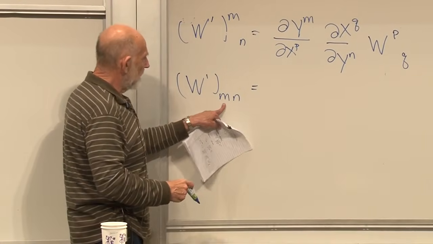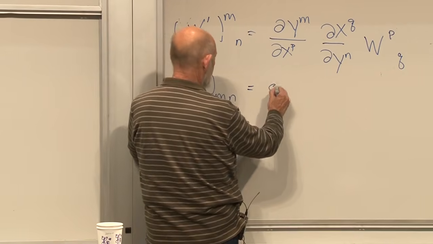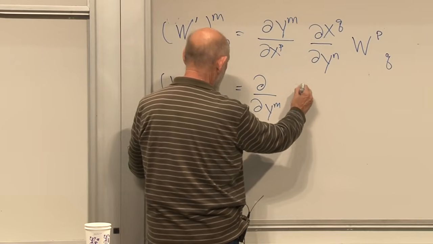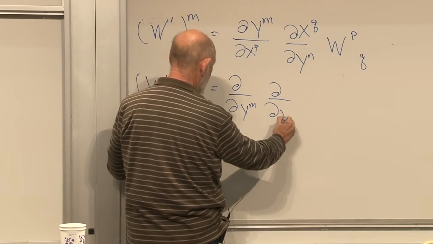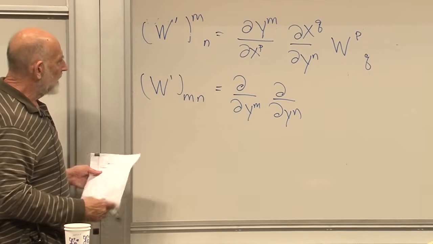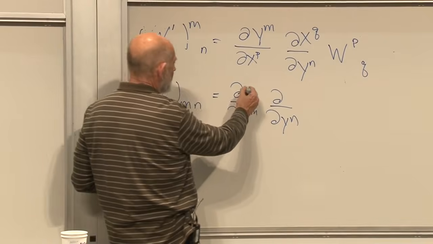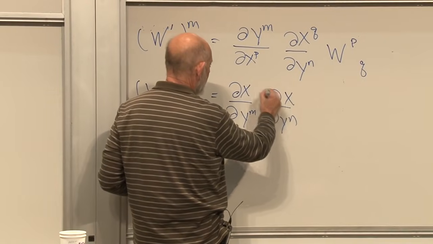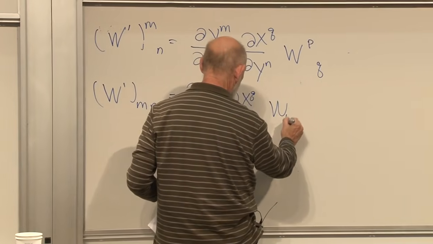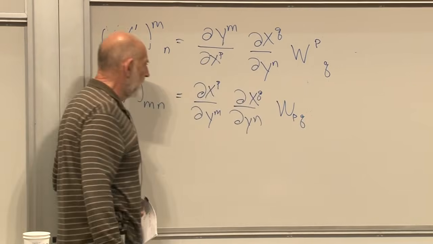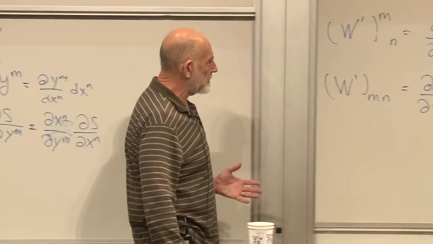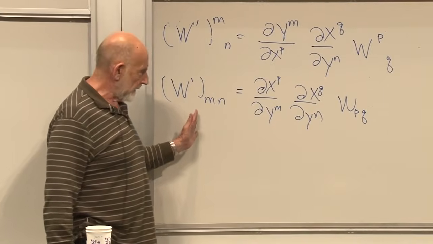Again, there are downstairs y's, ym, another downstairs yn. Again, m and n go with y. What do I put upstairs? Well, the only thing I put upstairs is x. Call this one p, call this one q, and now this is wpq. All right, so this is the transformation property of a thing with two indices, purely covariant now.